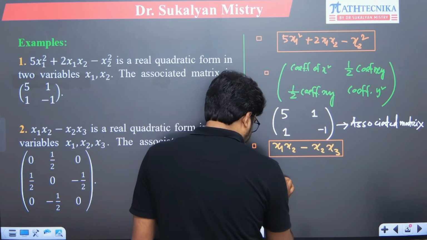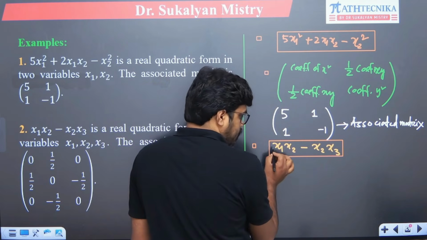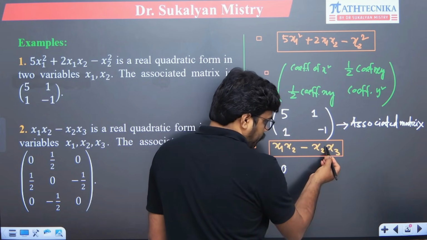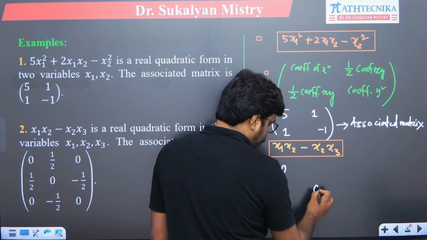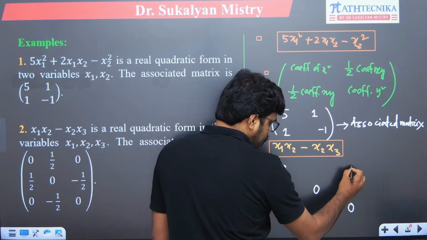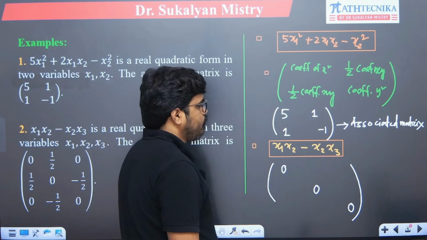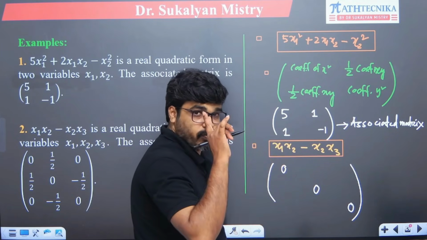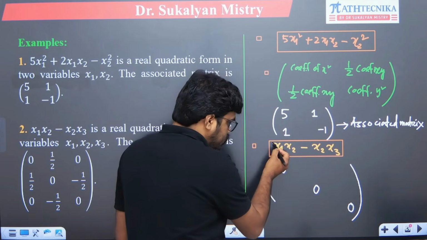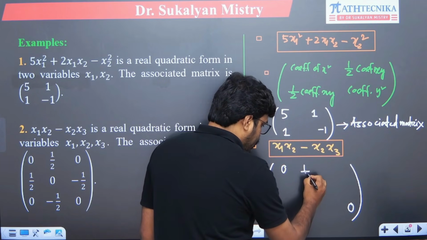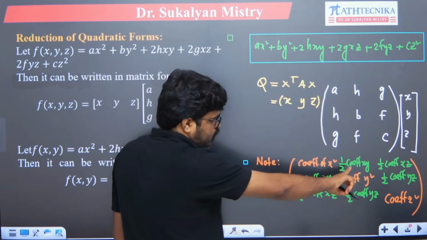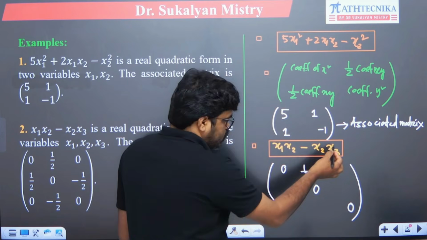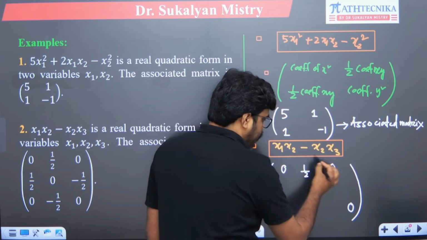So coefficient of x square absent, মানে x1 square present নেই, that is 0. Coefficient of y square, y is x2 square is absent, that is 0. Coefficient of z square, that is 0. 1/2 coefficient of xy, that is 1/2 coefficient of x1 x2, x1 x2 coefficient is 1, so 1/2, that is x1 x2. Coefficient of xz মানে x1 x3 absent, that is 0.